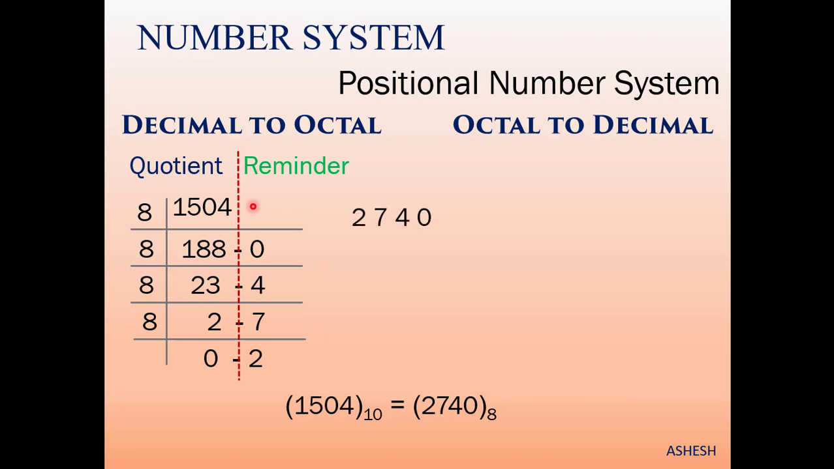As before, the octal number 2740, we will write on the top 0, 1, 2, 3. Again we have to remember that 0, 1, 2, 3 is our imaginary number. We have to write that number by pencil, and after finishing our math we must erase that number by eraser. Now 2 into 8 to the power 3 plus 7 into 8 square plus 4 into 8 to the power 1 plus 0 into 8 to the power 0.